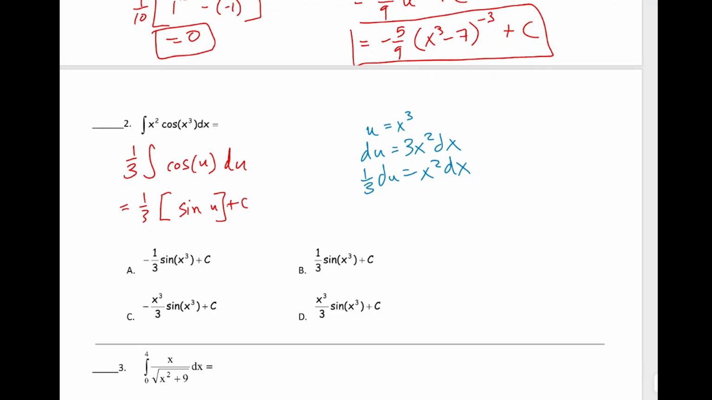So yeah, that's pretty much it. We got 1/3 times sine of x cubed, since u is x cubed, plus c. And let's see here. I do see that answer. It is letter B.